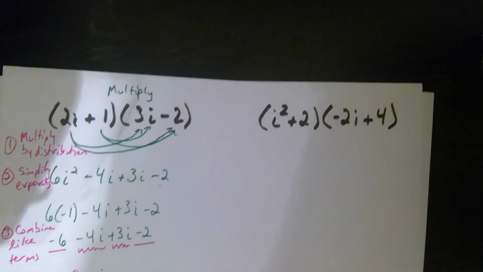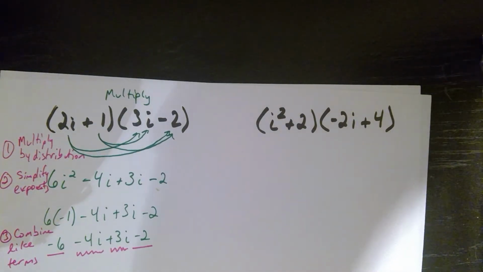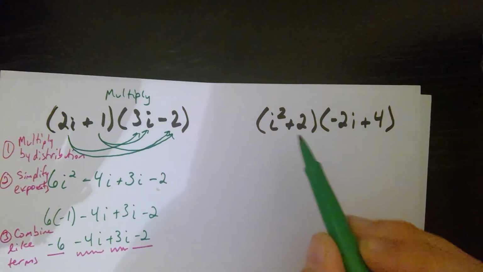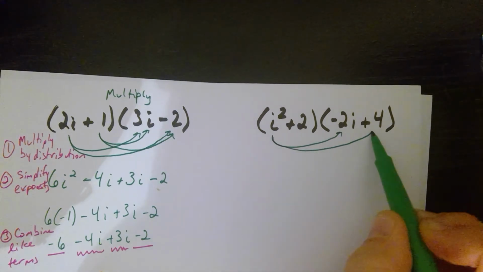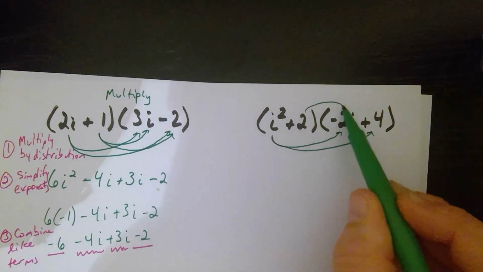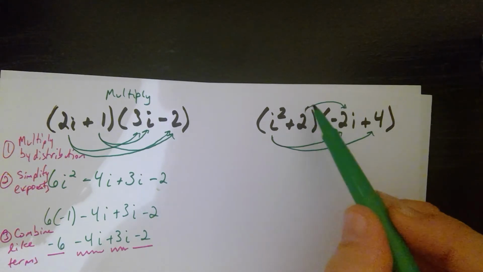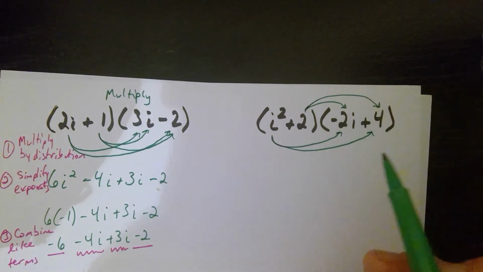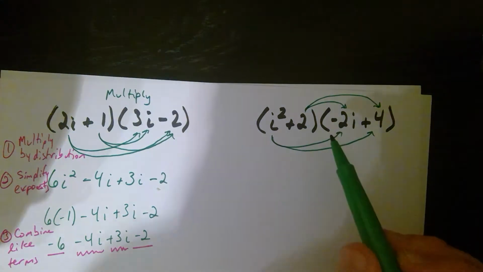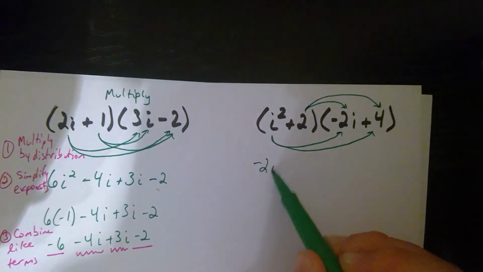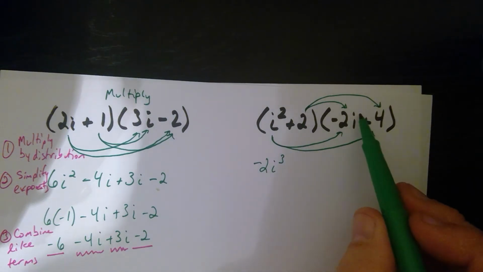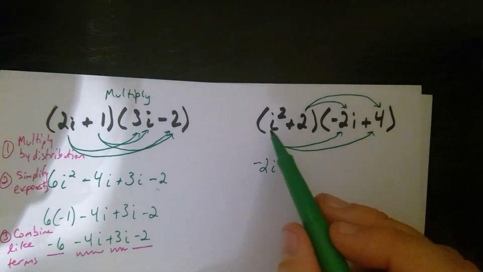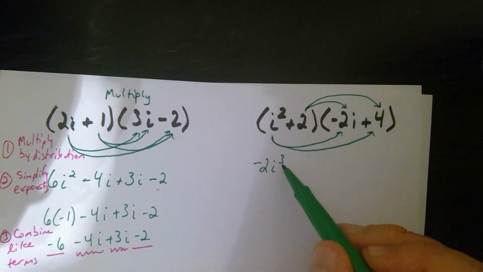Now let's come over to our second example. And we're going to do just the exact same thing. Okay, so we're going to go ahead and distribute i squared times -2i, i squared times 4, 2 times -2i, and 2 times 4. So i squared times -2i will give us -2i to the third. 2 is the exponent here, 1 is the exponent here. Since i is the base, we do 2 plus 1 gives us 3.